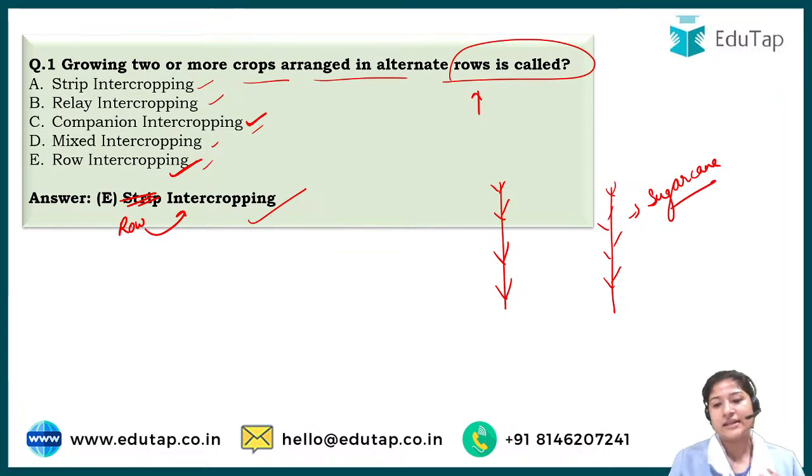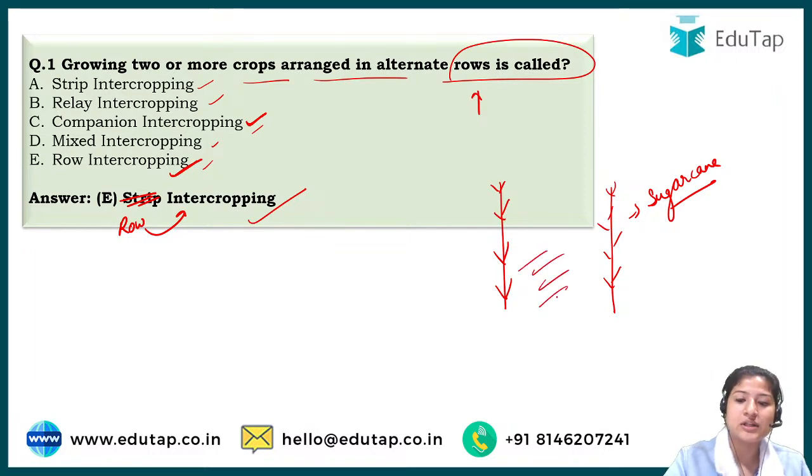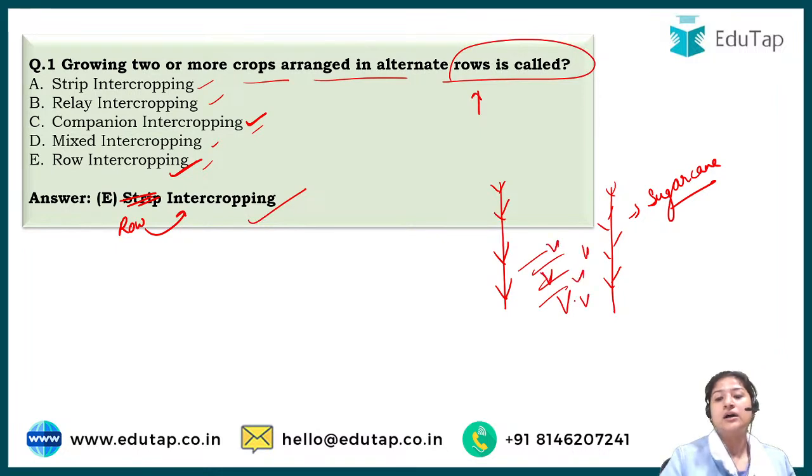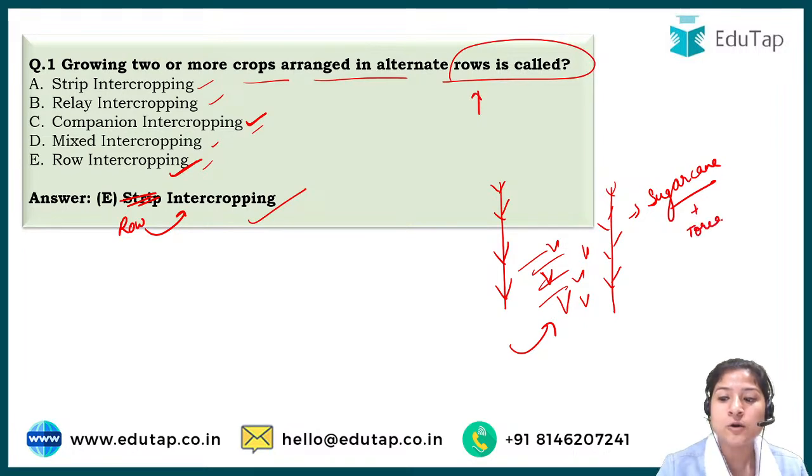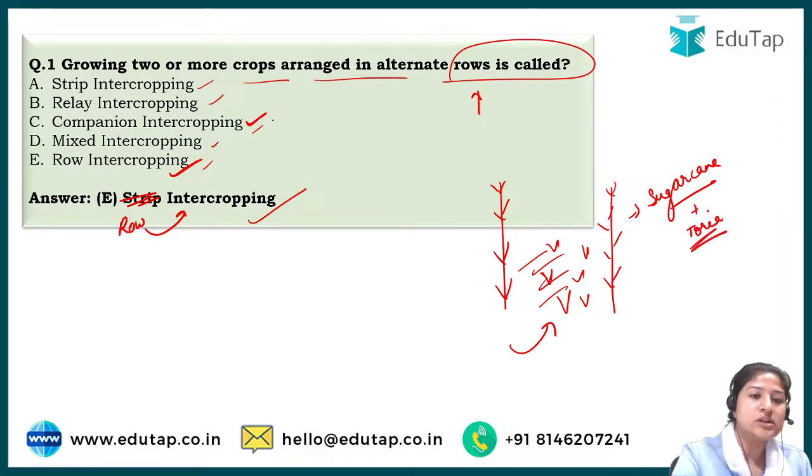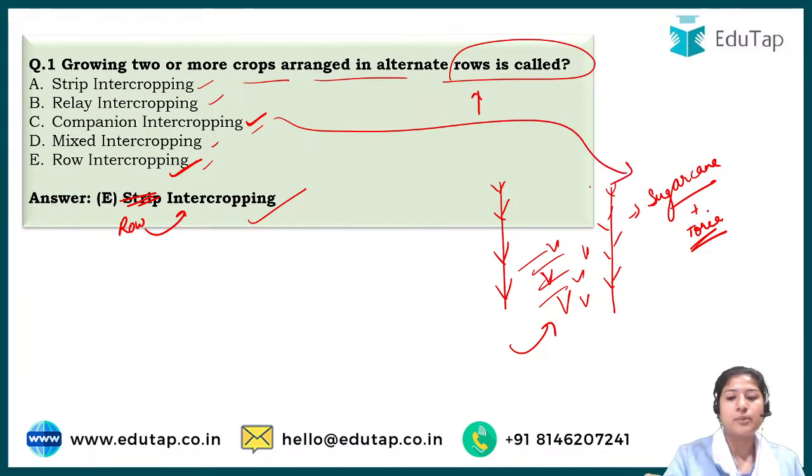So the space between them is utilized to cultivate something else, so that the farmer can get profit from this area by cultivating another crop. The best example could be sugarcane and thoria. This particular method is known as companion intercropping, where land is utilized to get some extra profit.